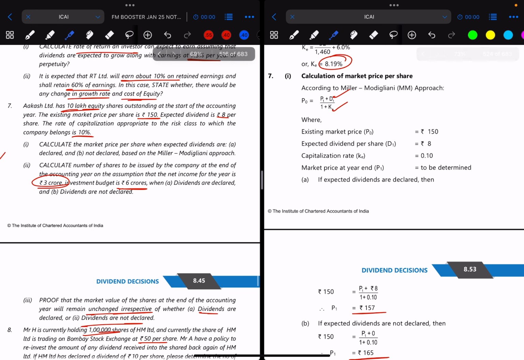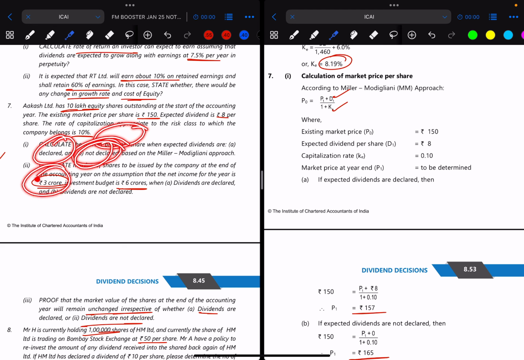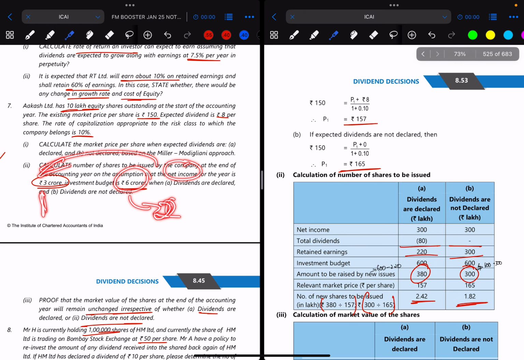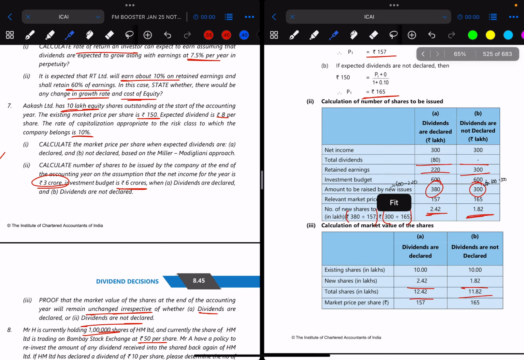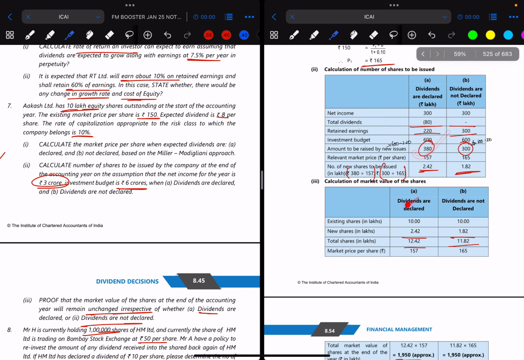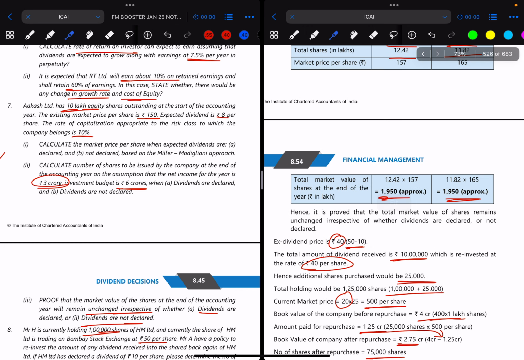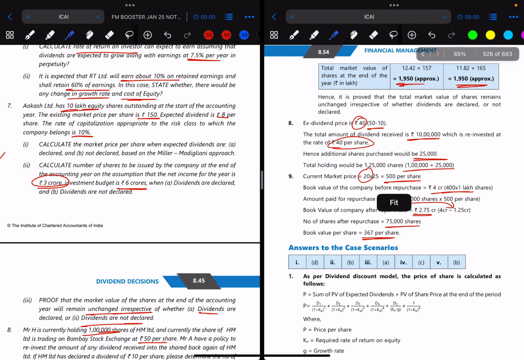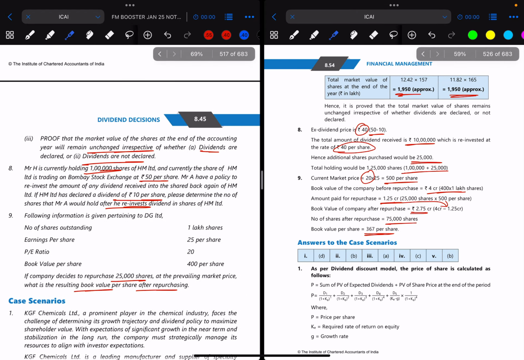And the seventh one is simple. So calculate market price per share if it is declared and not declared, and they have net income of 3 crore, that we have already studied. Here it is 1 crore and the investment budget is 6 crore. It was 2, like, here it was 1 lakh and 2 lakh before. Same thing, bro, same thing. But all you have to do is just take two case scenarios. Okay, only 2 questions left.